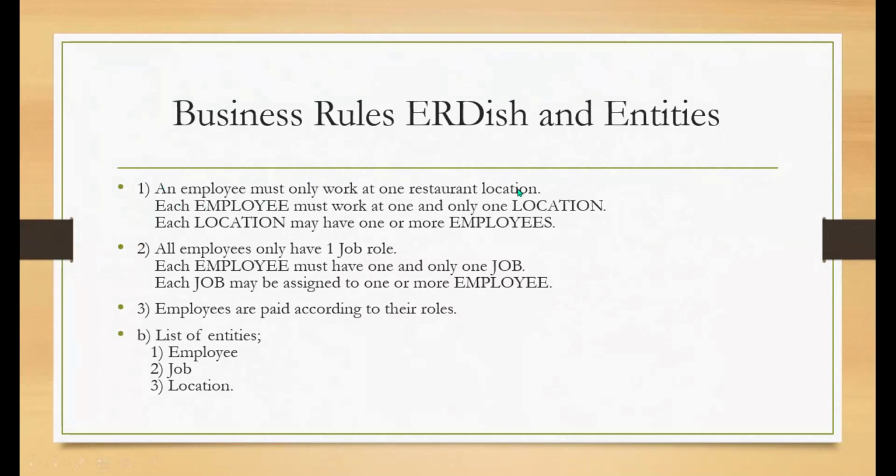For rule 1, each employee must work at one and only one location, and each location may have one or more employees. And each employee only has one job, so each employee must have one and only one job. Each job may be assigned to one or more employees.